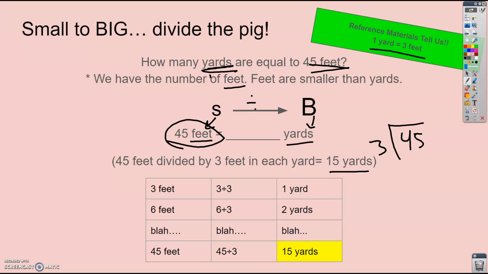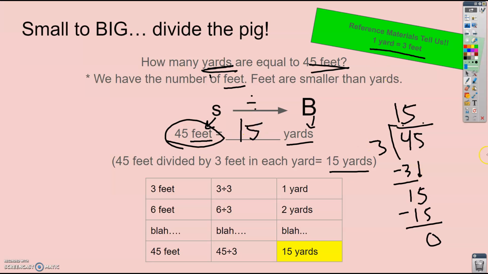So you can use a table to help you out with that, or you can just use straight up computation. You know that you can make one group of 3 out of 4. You get 1. 5 is 15. That's going to be 1, 1, and 5, 15, 0. So that means 45 feet is equal to 15 yards.